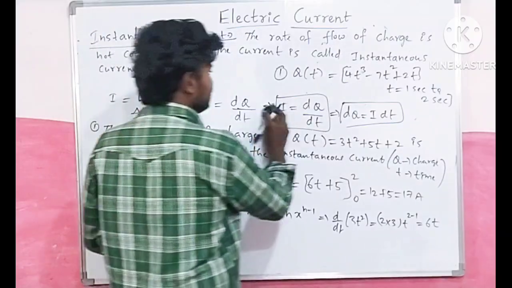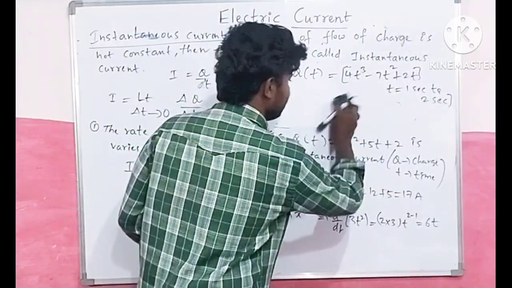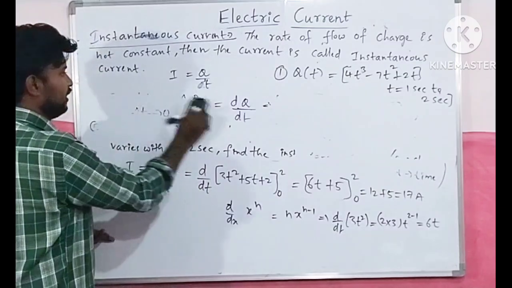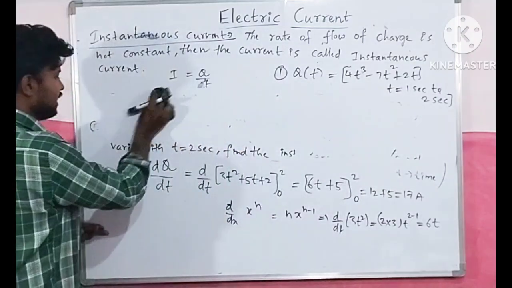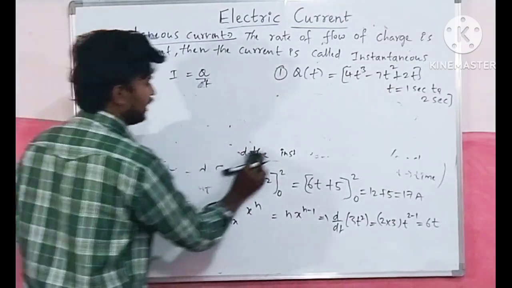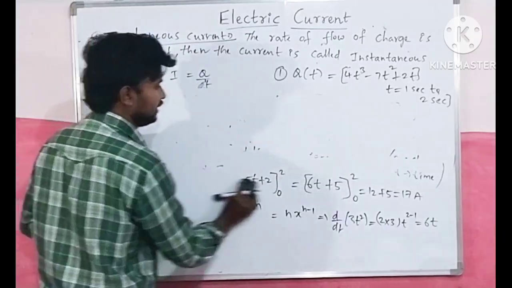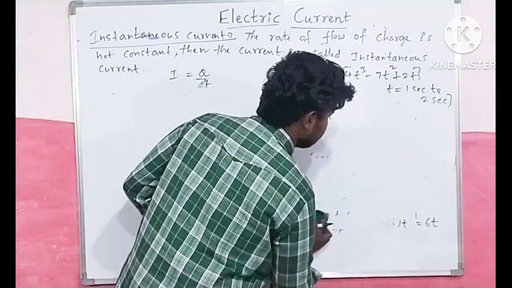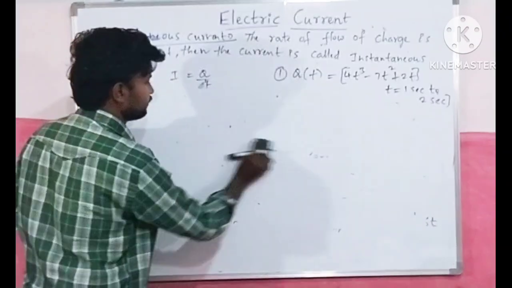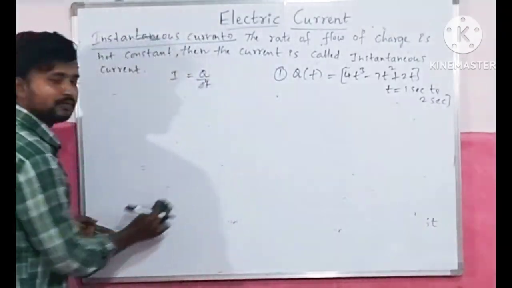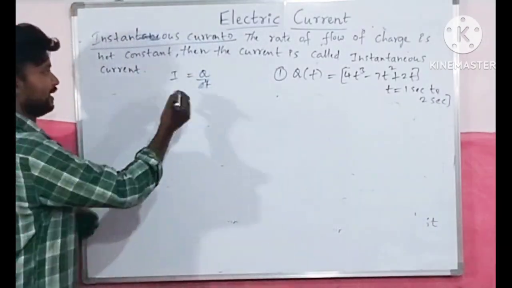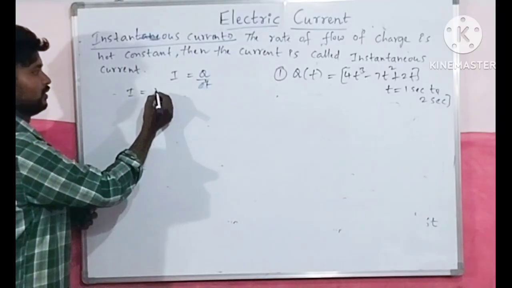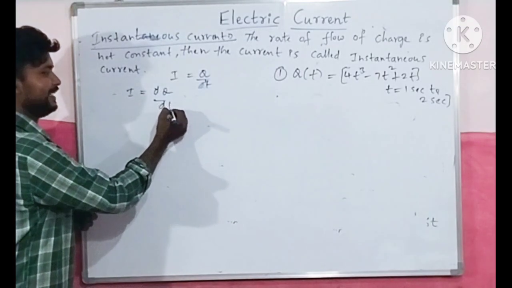Next, when the current is changing with time, how do we find the instantaneous current? When the rate of flow of current is changing with time, the instantaneous current I equal to, we know that, dq by dt.